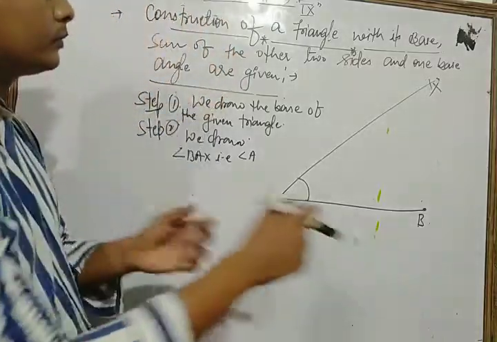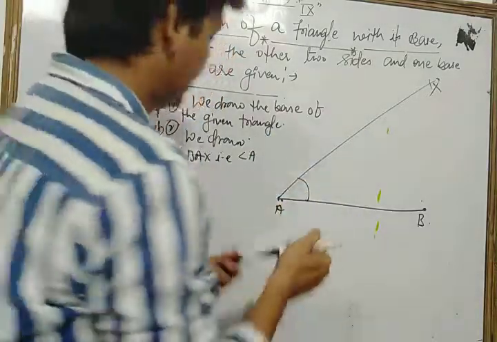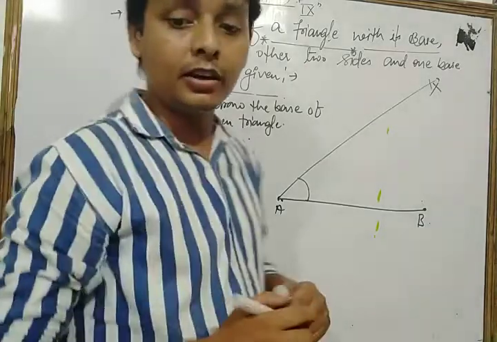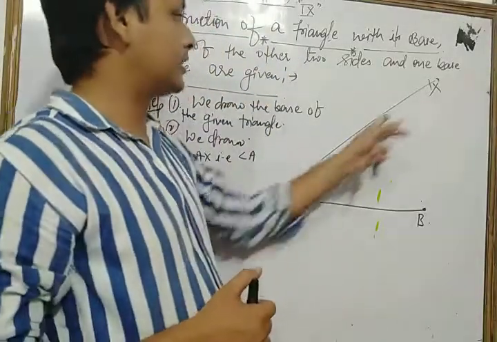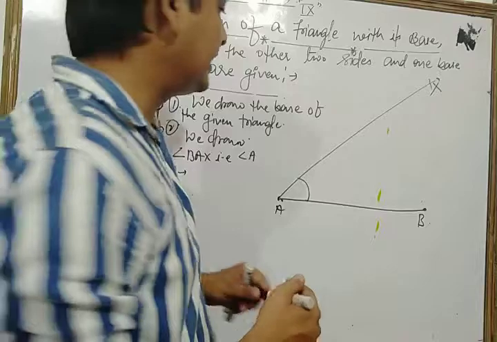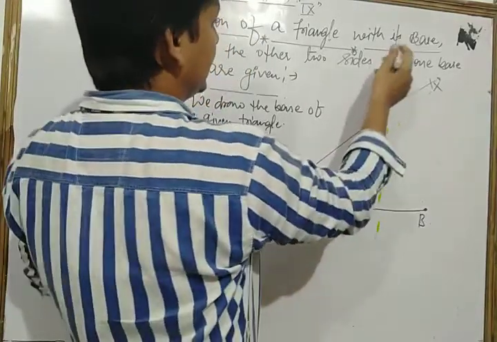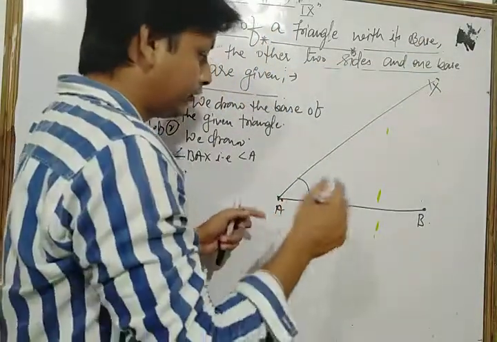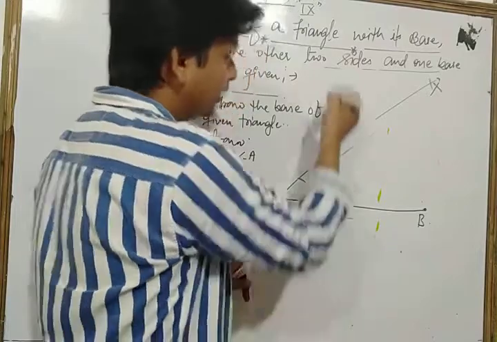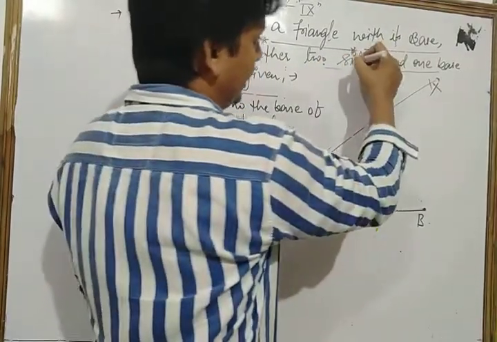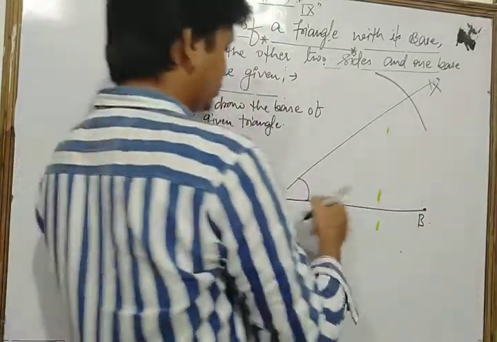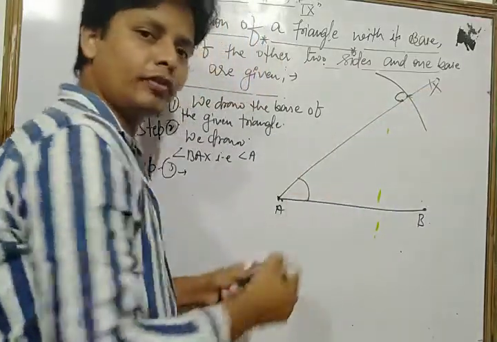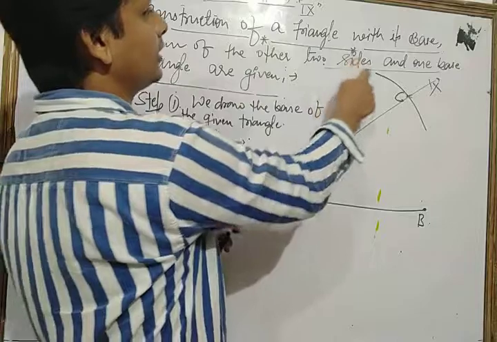Now after that, in step third, from ray AX, cut the line segment AD. Suppose we take the sum of the other two sides, which is given. So we take the distance equal to the sum of the other two sides, take A as center and cut an arc in this way. Suppose it cuts an arc from AX at C, and the length of AC is equal to the sum of the other two sides.